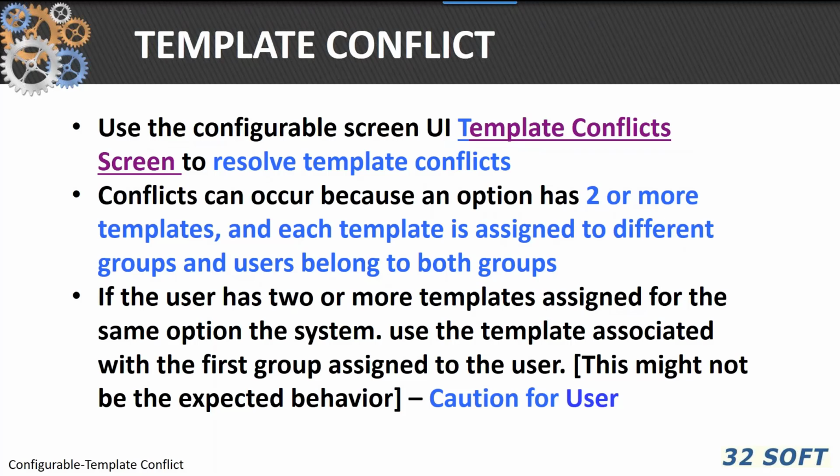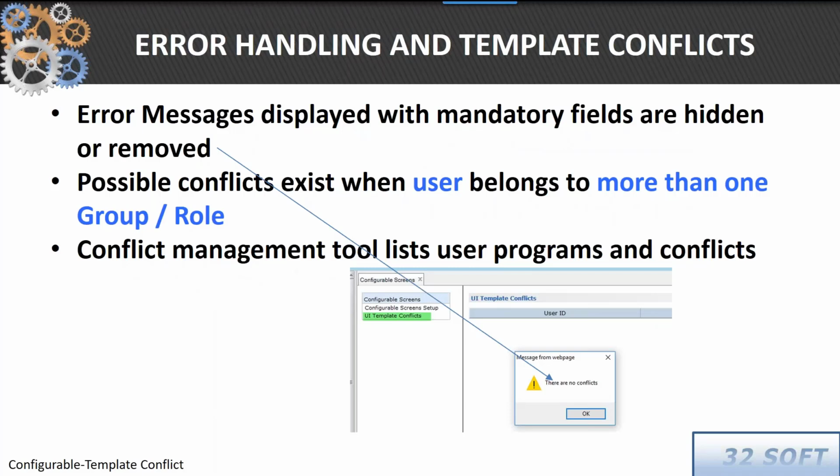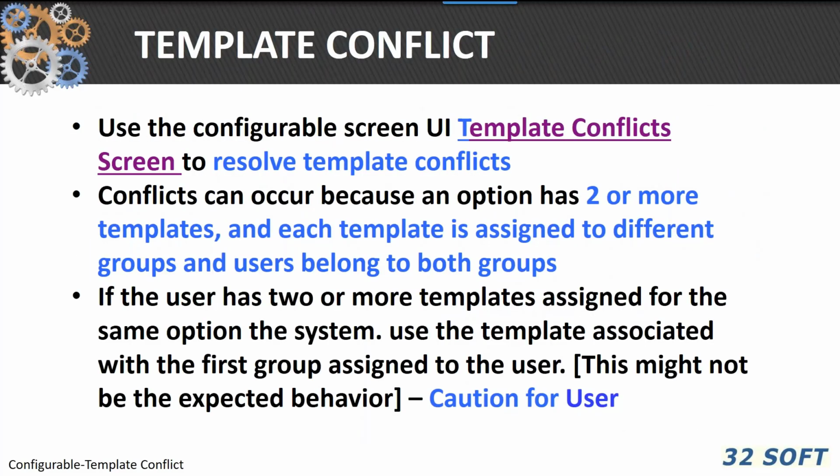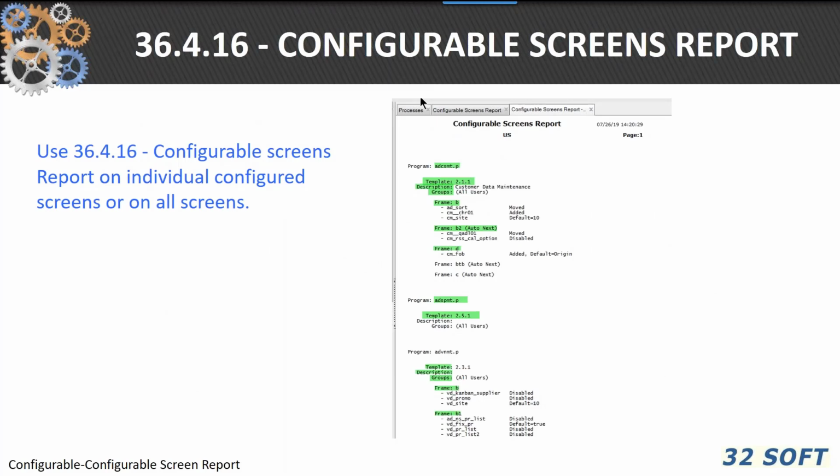There is a report called the template conflicts screen, which will give you any conflicts that exist when users belong to more than one group or role. And so you can use this very handy tool to very quickly find out which conflicts exist. Conflicts can exist because an option has 2 or more templates. If a user has 2 or more templates, that can cause some issues. So just be aware of those conflicts as you're running through them.